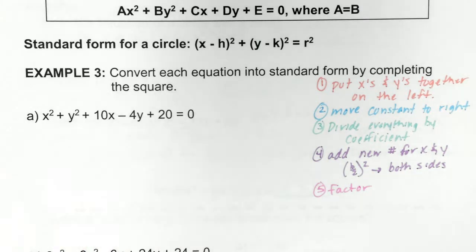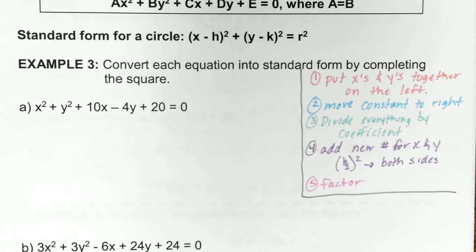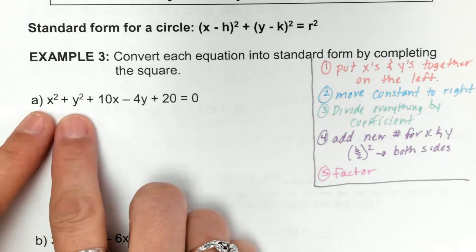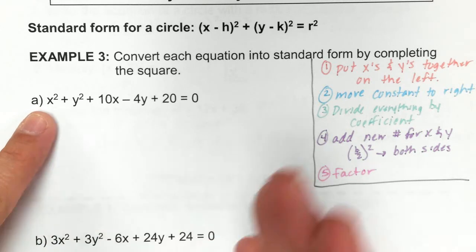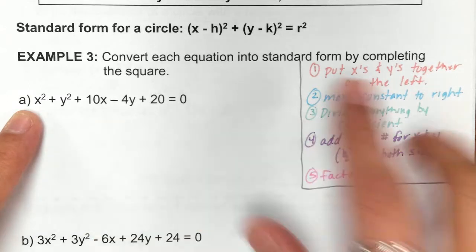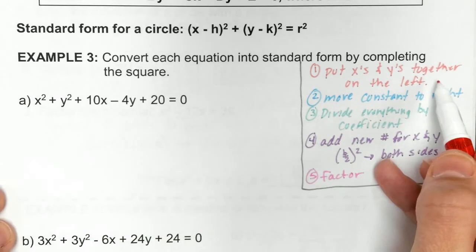Okay, so we only added 1 new step, and all that is to rearrange the equation. So if we look at A here, I'm going to notice I don't have a coefficient in front of x or y. So the good thing is that we get to skip step number 3 on this one. But let's start with step number 1. Put your x's and your y's together on the left.